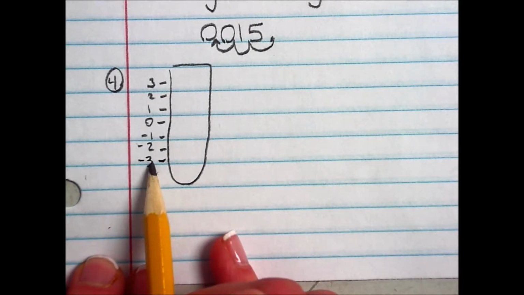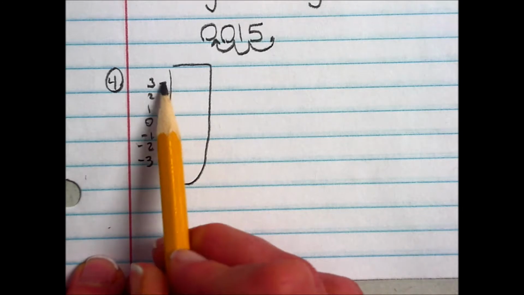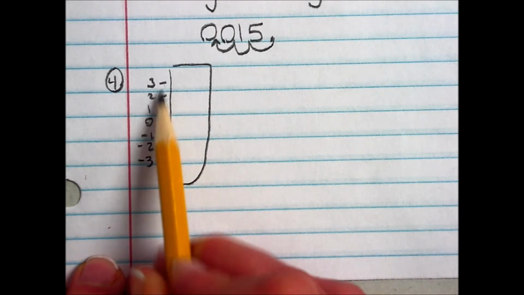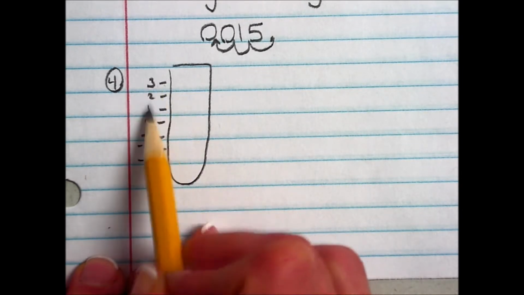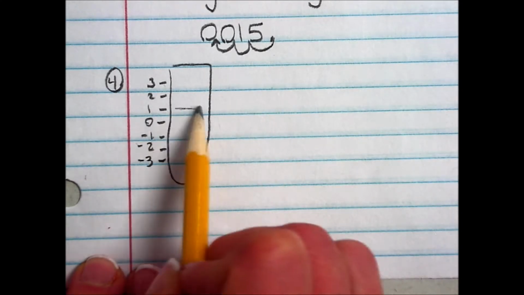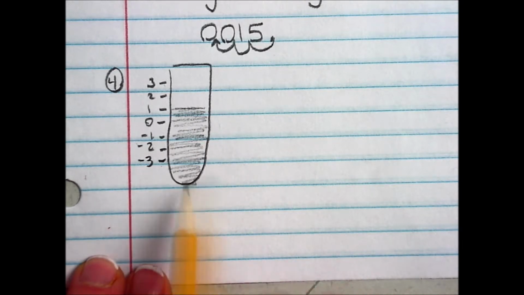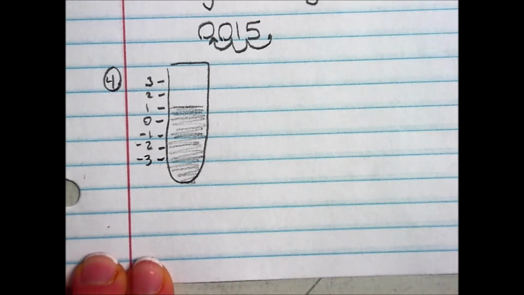So here's -3, -2, -1. This is 0, 1, 2, and 3. So these are just dashes. They're not negative signs. These are all positive up here. So let's say they give you a thermometer and the thermometer's shaded. And then they'll give you some words.